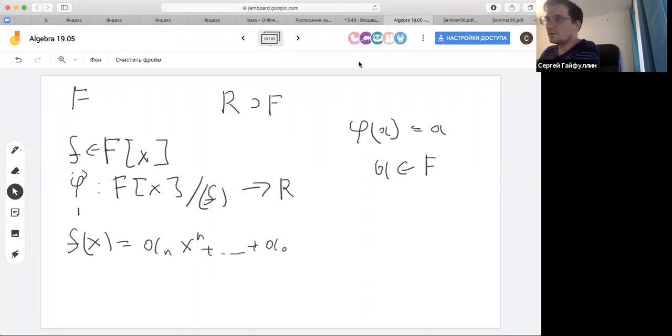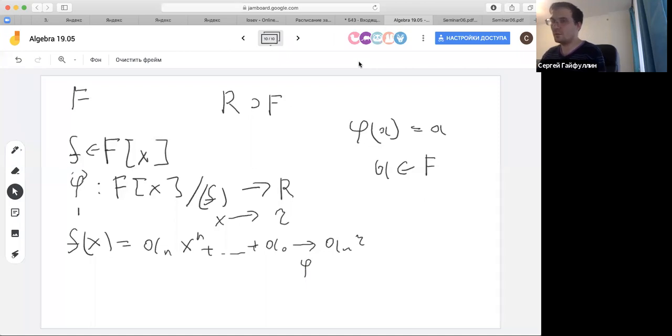If we understand that by this homomorphism phi, x goes to some element r, then since phi is a homomorphism, the sum goes to sum and the product goes to product. So all of these, f goes to a_n multiplied by r to the power n plus so on plus a_0.